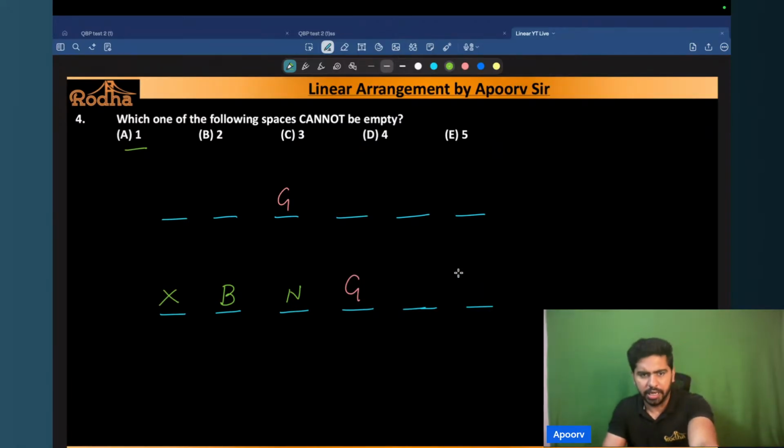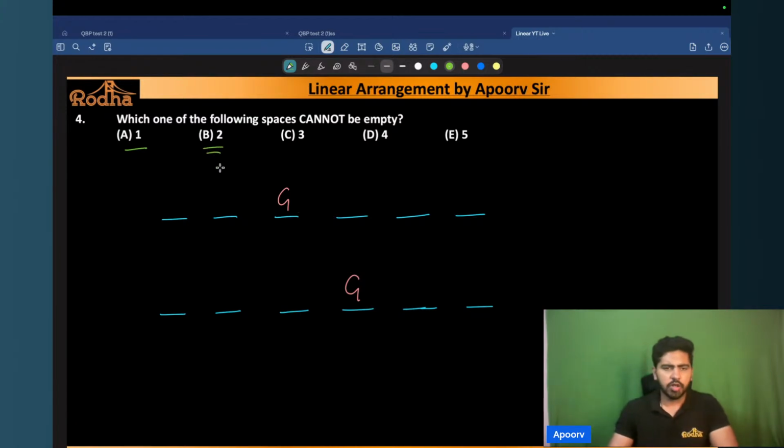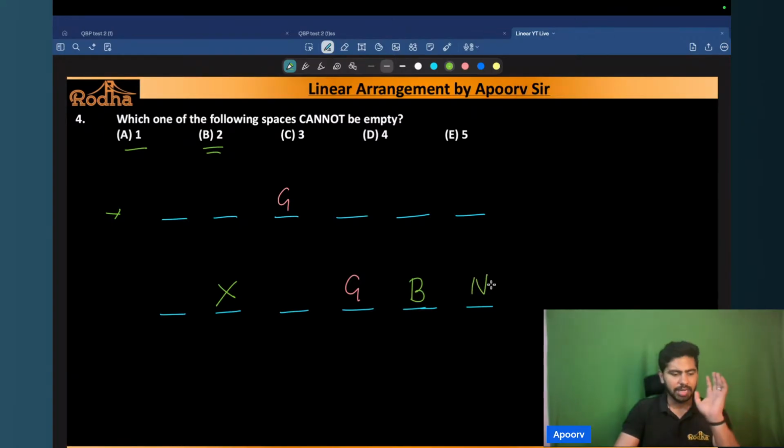Let's go option by option. Let's check for space number 2. Can that be empty? In the first case, space number 2 cannot be empty, right? In the second case, if space number 2 is empty, listen carefully, everybody, there's only one place for Bulbul and Nana, that is this and this. They cannot appear anywhere else, right? B and N have to appear at this particular place, because they have to come together.